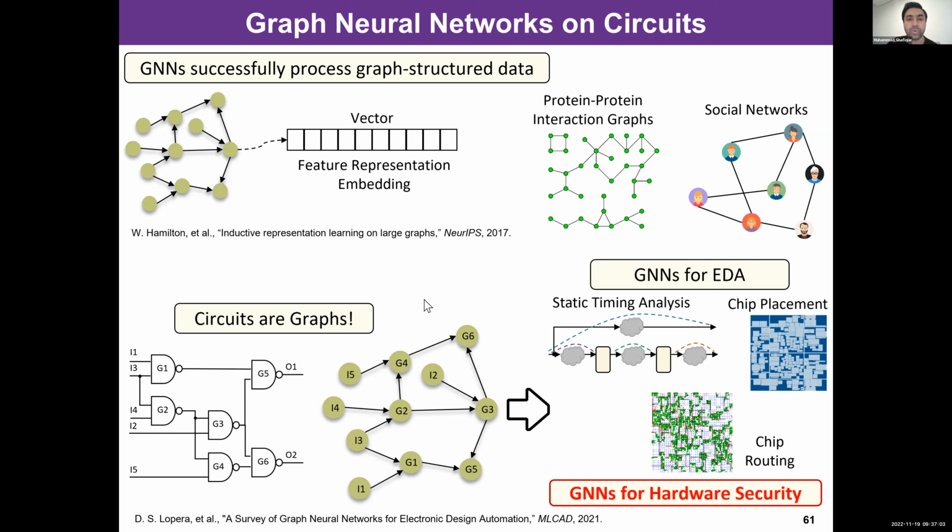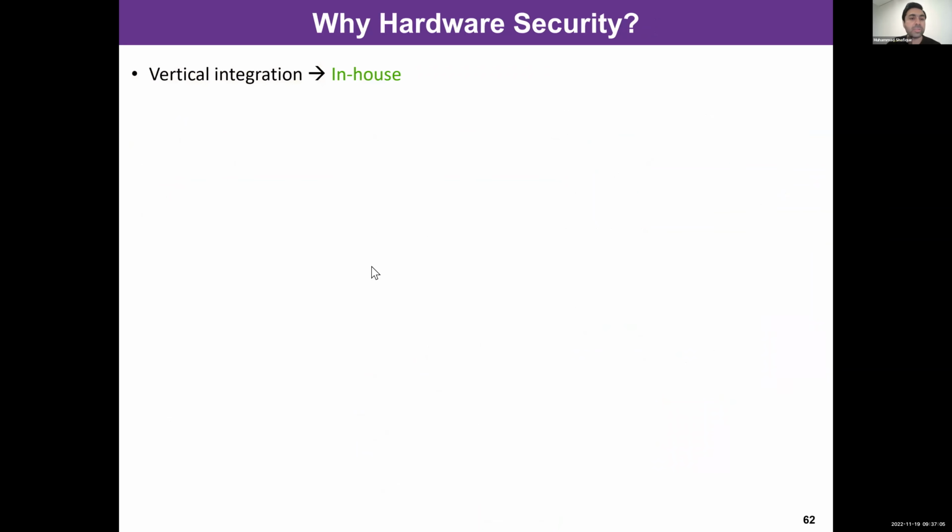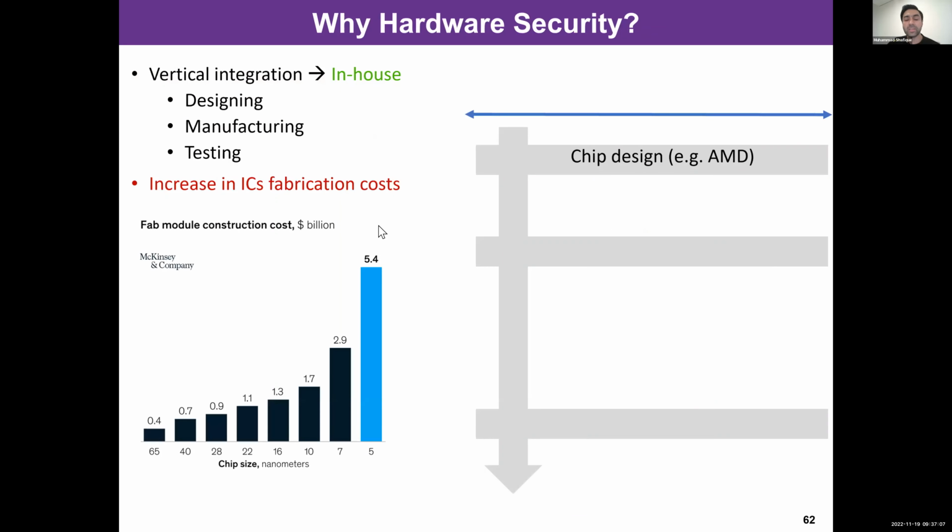We are the first ones to explore that, together with Ozgur's team. And the security I'm particularly talking about is reverse engineering. We know that hardware security is traditionally an important thing because IC fabrication costs are exponentially increasing. You can see the 5 nanometer fab cost is $5.4 billion compared to $2.9 billion for 7 nanometer.